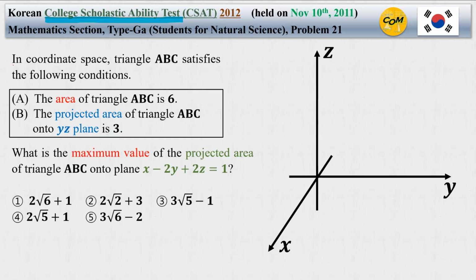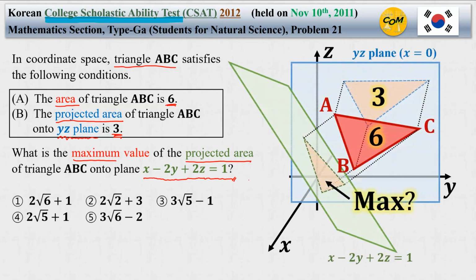The problem says, in coordinate space, triangle ABC satisfies the following conditions. Condition A says the area of triangle ABC is 6, and condition B says the projected area of triangle ABC onto YZ plane is 3. What is the maximum value of the projected area of triangle ABC onto plane x minus 2y plus 2z equals 1?